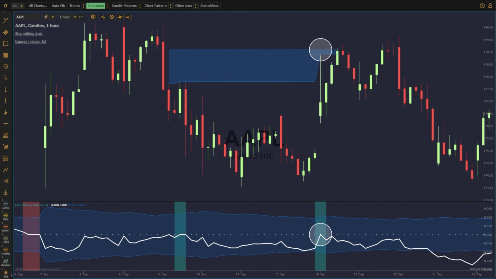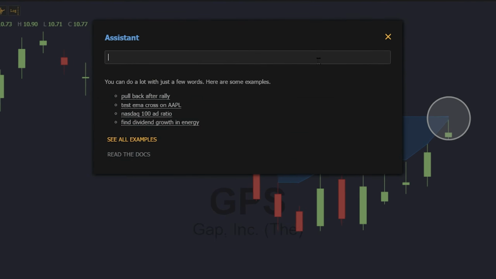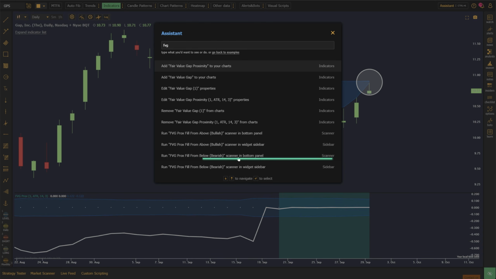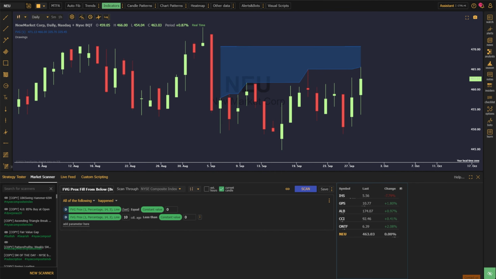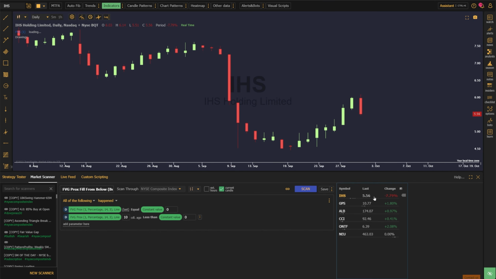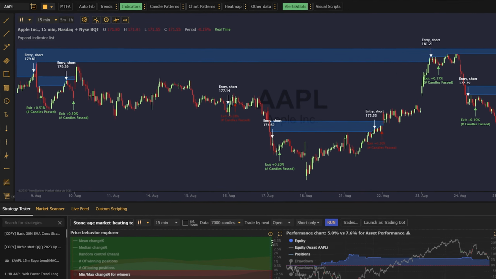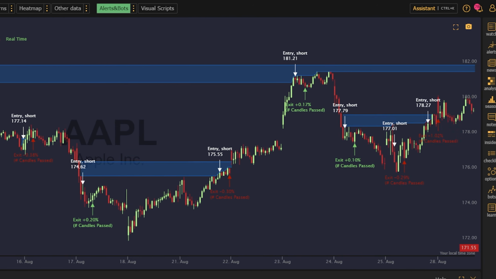Knowing these basics, we can now put this indicator to use across the platform. For example, let's say you'd like to scan for a scenario where the current price is testing a fair value gap from below. To find these setups, simply type in FVG in your assistant and then select the FVG Prox Fill from Below option. The scanner will immediately load and begin searching the market for these conditions. Scripts like this one can also be used to create alerts on your favorite tickers or even strategy test fair value gap or order block trade setups.